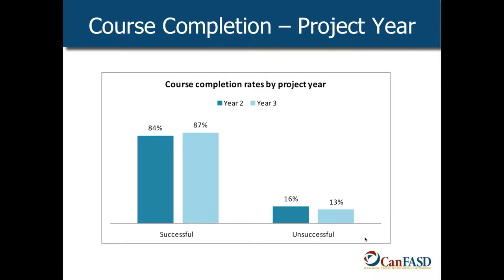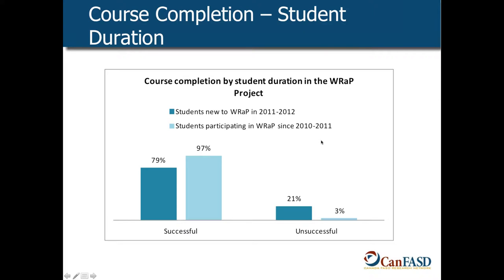Course completion: are these kids actually staying in class long enough to complete courses so that they may receive credits that will support graduation? 84 and 87% are completing courses by project year. Again, significant improvement. These are kids who typically leave courses and drop out of school midway through, and often because of the high rates of suspensions, they're not completing their courses. This is a significant change over our typical rates of course dropout.